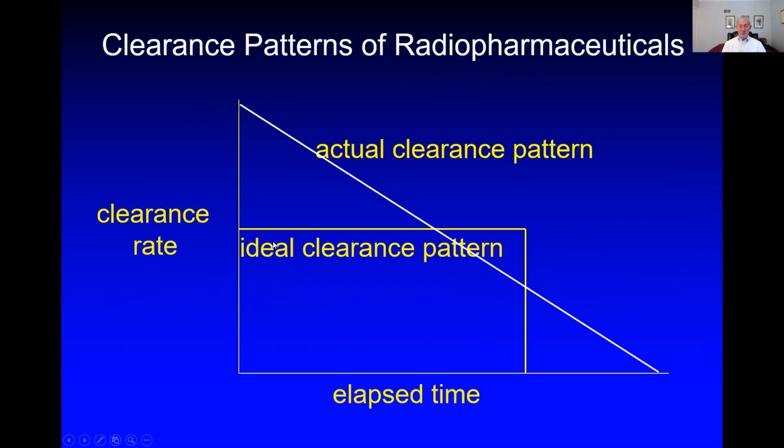Now, how do we want things to clear? Things actually clear logarithmically, like this sloped line coming down. That's the way things really happen. That's actual clearance. But the ideal clearance pattern would not be a curve like that. It would be like this, where the dose is administered, it stays in the target organ till the moment the test is done, and then boom, it drops off a cliff. There is only one study that we have that approximates that ideal clearance pattern, where the activity is constant in the target organ, and then it departs all at once. What procedure is that?